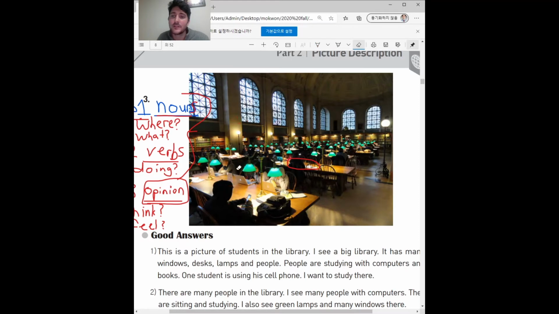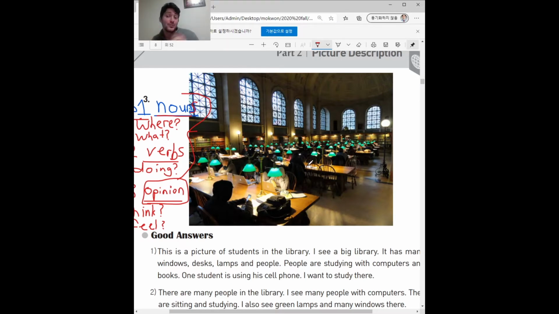I'll try it. 제가 해볼게요. When I look at this picture, I feel a little stressed. Probably because it makes me think about homework and studying for tests. 그래서 I feel very stressed when I look at this picture.